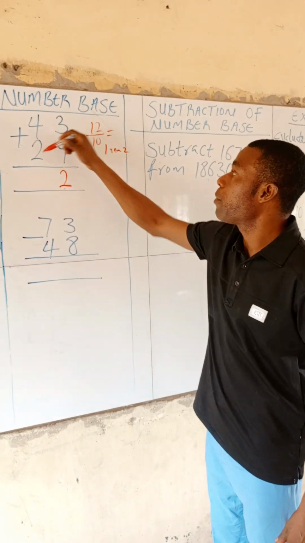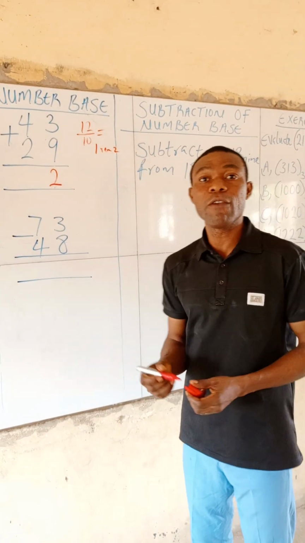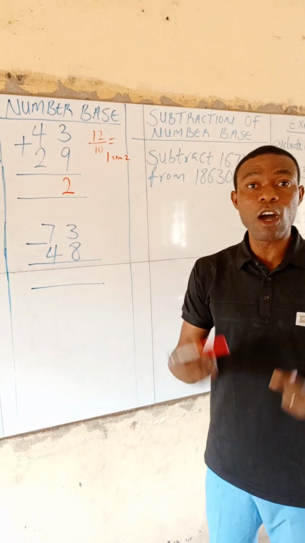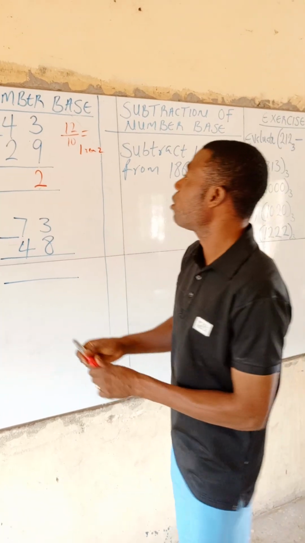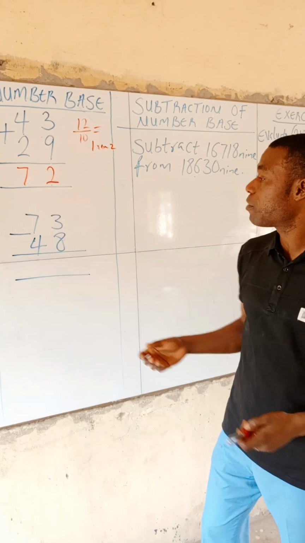Here we now have 4 plus 2. 4 plus 2 is 6. Plus 1, it will give us 7. So since 7 is not up to the base, which is 10, we are going to write it down, 7. Let's now move to subtraction.